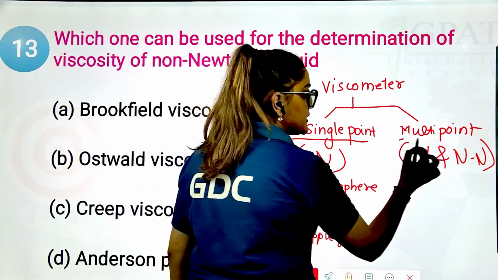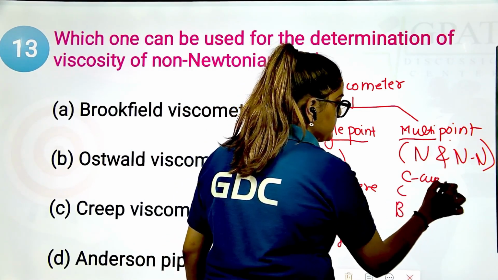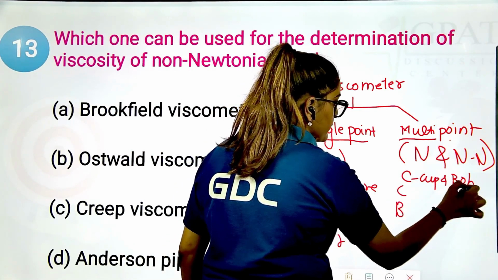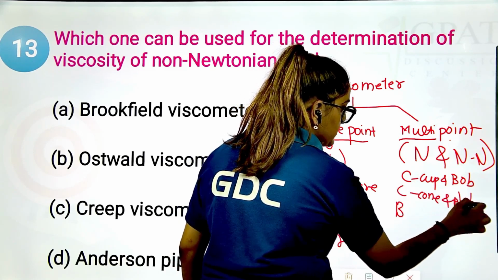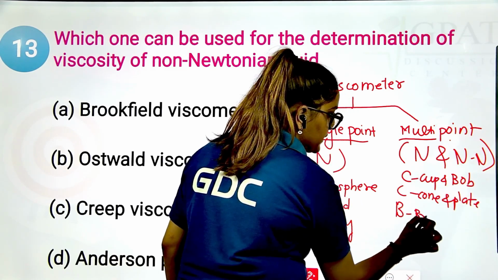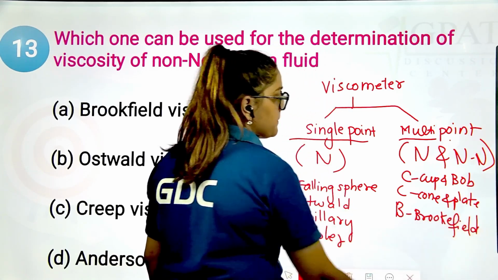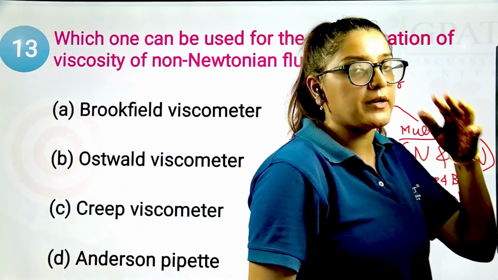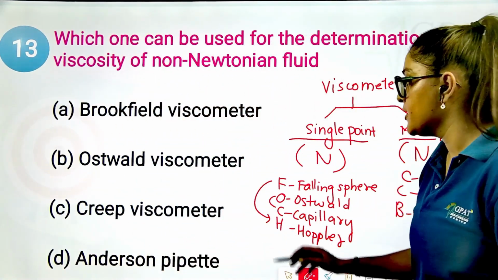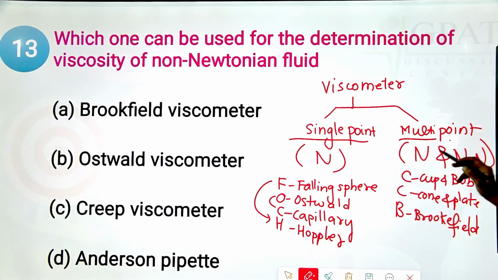Then for the multi-point, we have CCB: cup and bob, cone and plate, and Brookfield viscometer. So now it is quite easy for you all to answer. For single point viscometer, mainly for Newtonian system, we have FOCH. For the multi-point, Newtonian and non-Newtonian both, CCB.